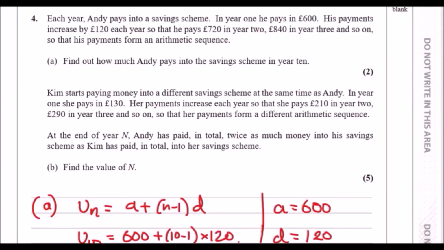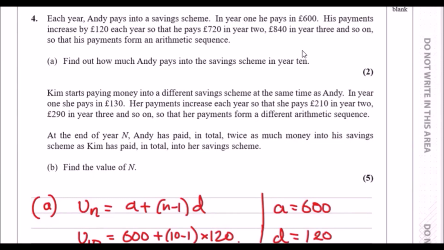So each year, Andy pays into a savings scheme. In year 1, he pays in £600, and his payments increase by £120 each year. So he pays £720 in the second year, £840 in the third year, and so on. So these payments form an arithmetic sequence. So they already taught you what to do.